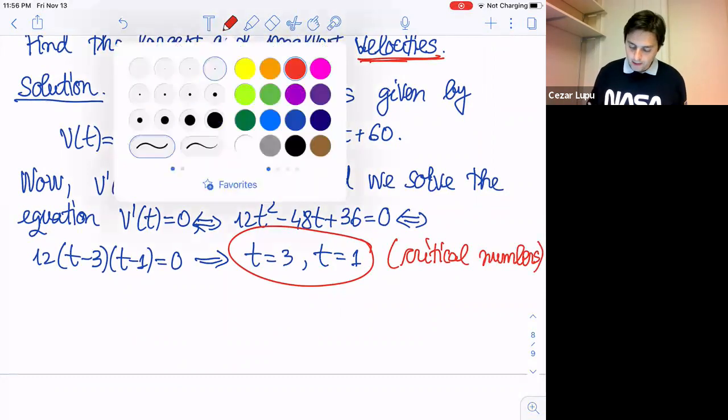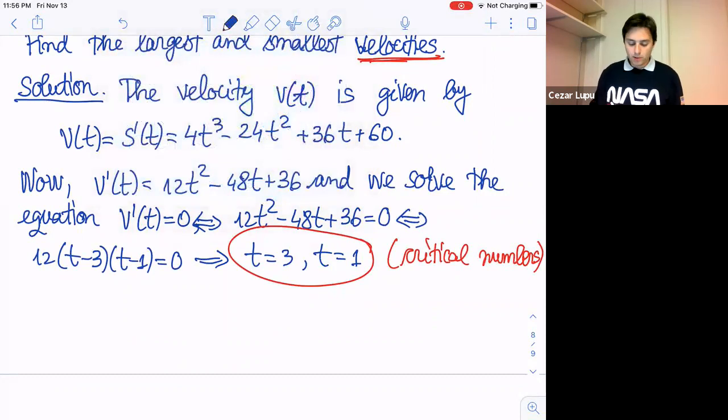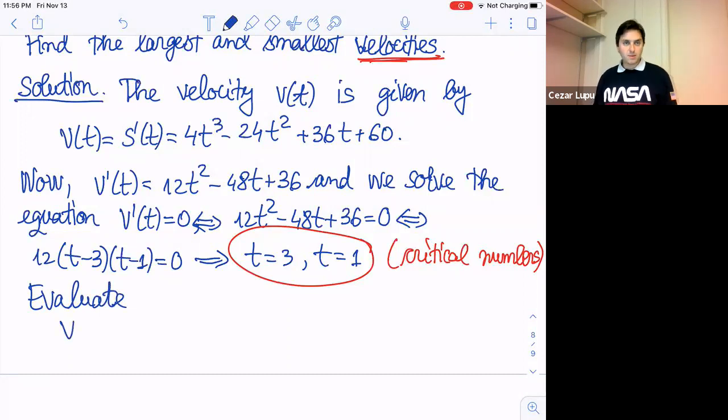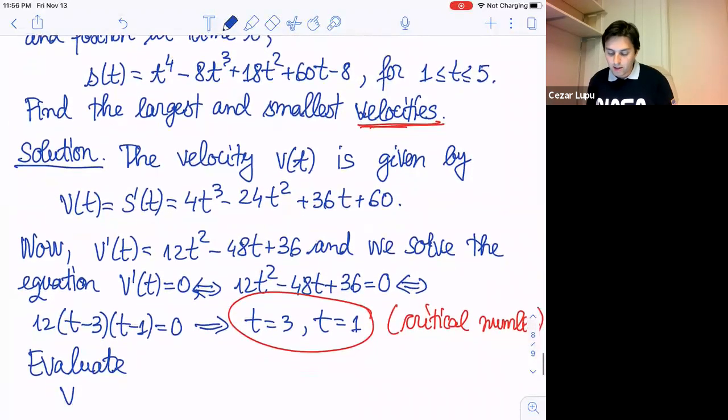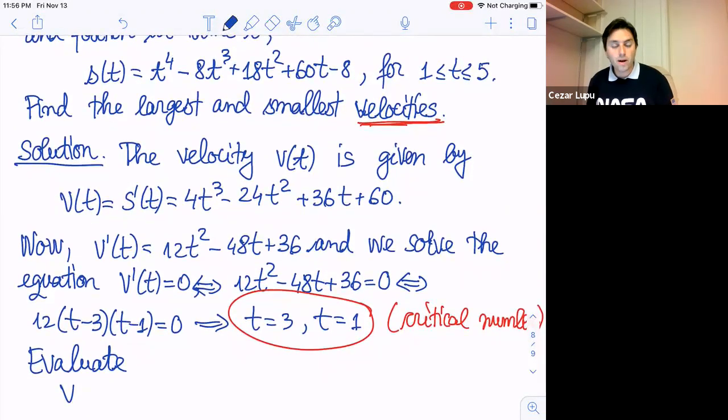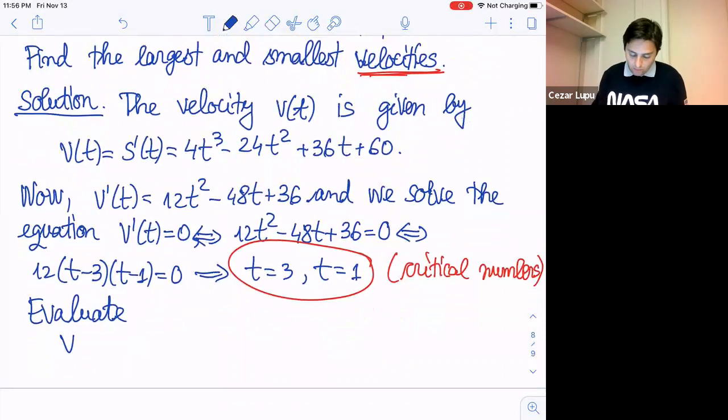All right. And now what we would like to do is evaluate our function v. Pay attention, because we're interested in velocity, and the velocity is the derivative of s. So we would like to evaluate v at these 2 critical numbers, but also at the endpoints of our intervals, which are 1 and 5.